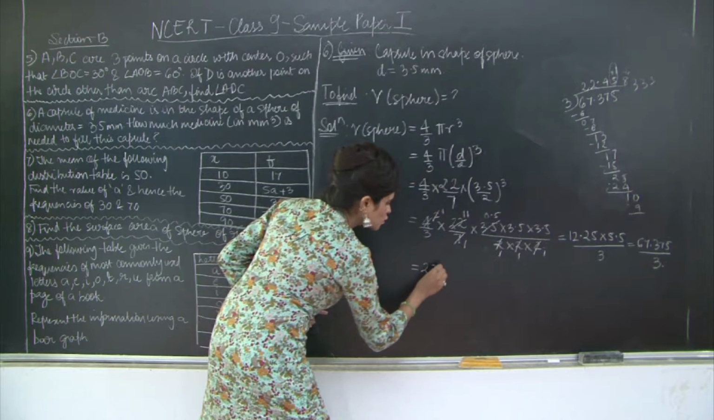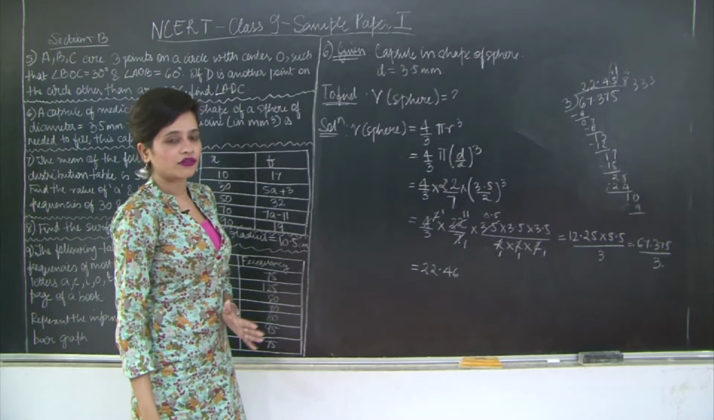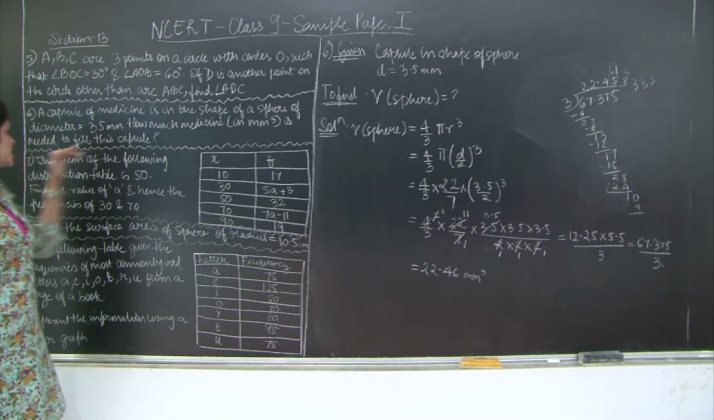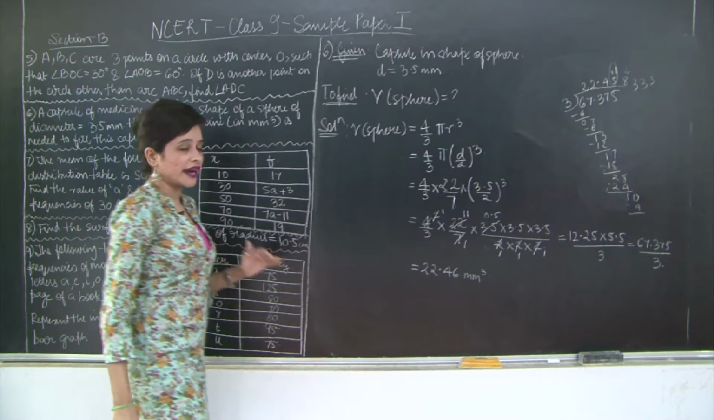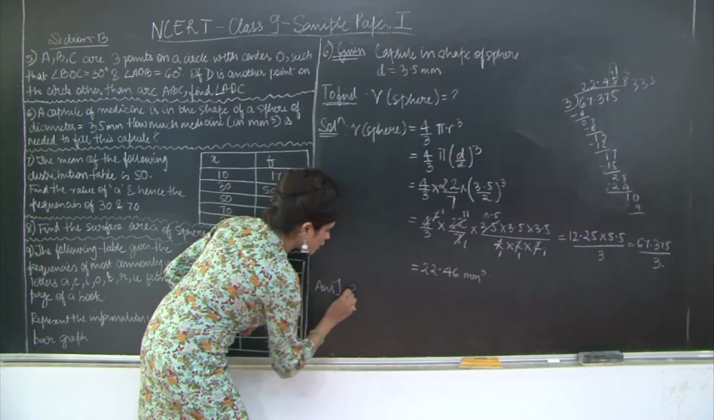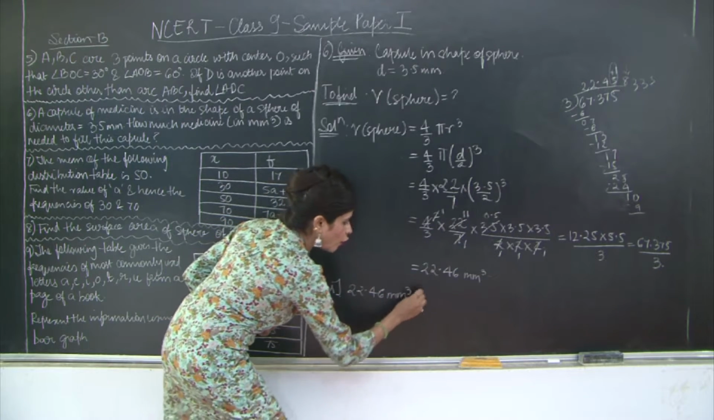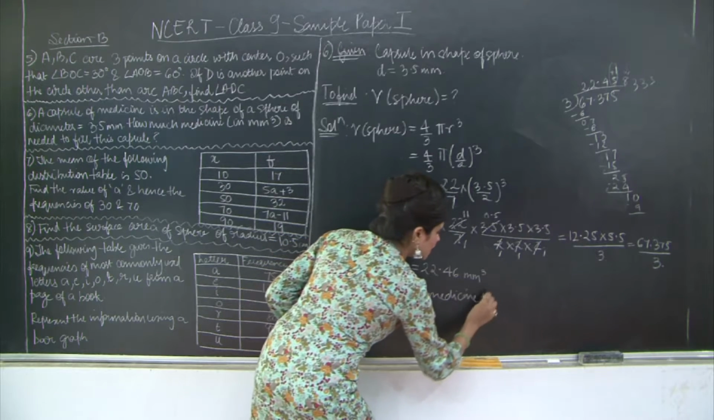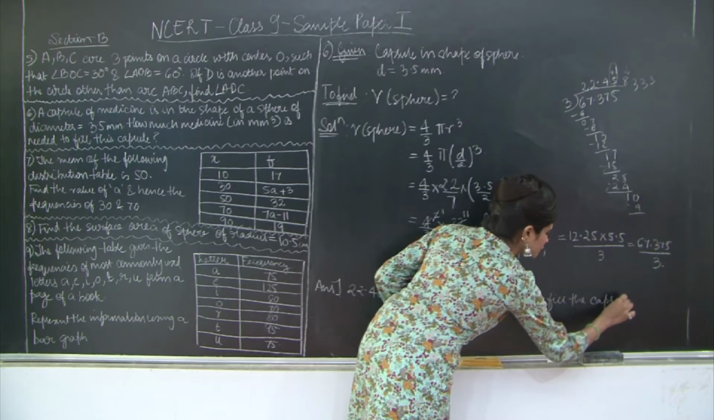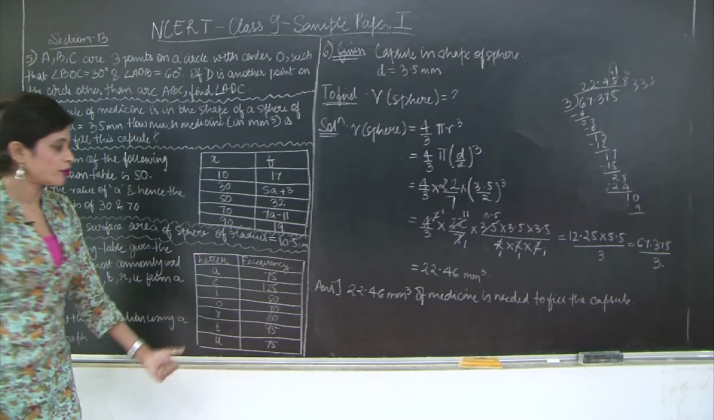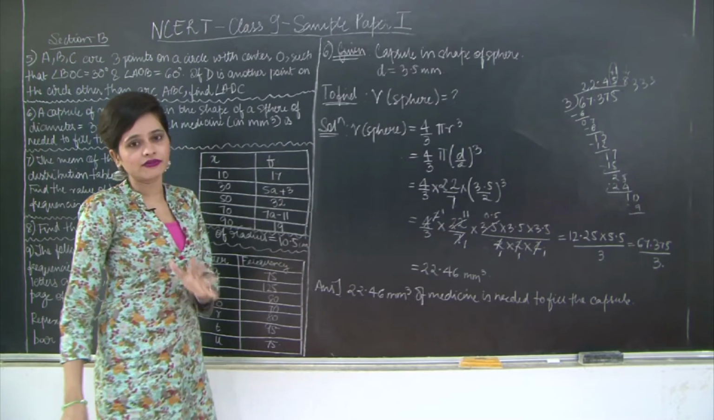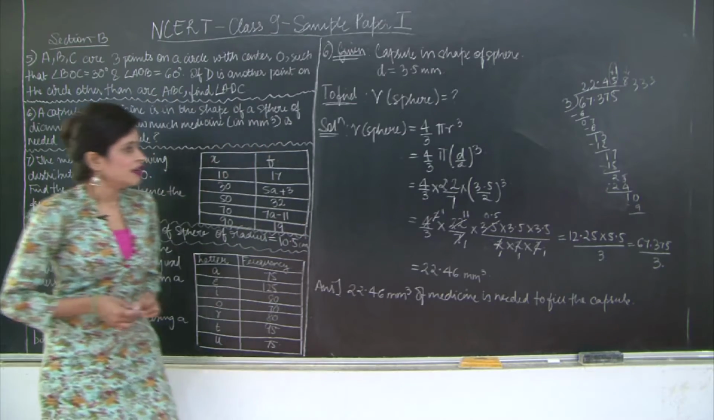So this is going to be 22.46. Now this is the volume of sphere in millimeter cube. But what do we need to write exactly? We need to find how much medicine is needed to fill this capsule. So it becomes essential that you write your answer in the form of a statement, especially in cases of word problems. So I will say answer: 22.46 millimeter cube of medicine is needed to fill the capsule. Please make sure you're writing the answer in statement format, especially for word problems, or it's very likely that you will miss out on half mark or 1 mark. And this is an important question. It can come for anywhere between 4 to 5 marks. So here is the solution.